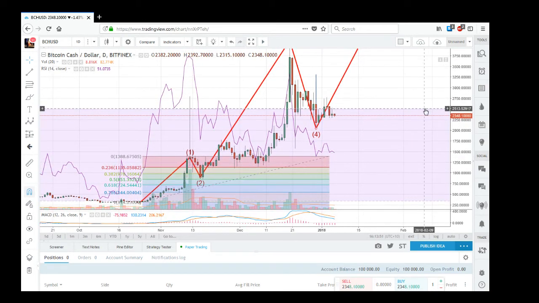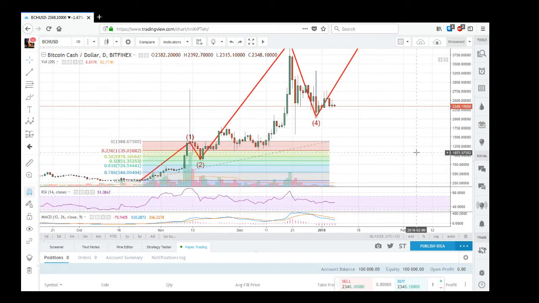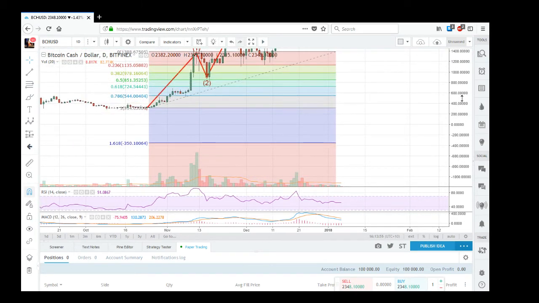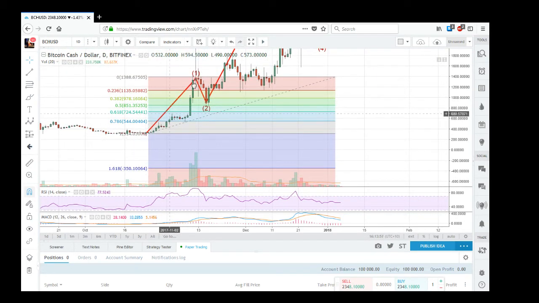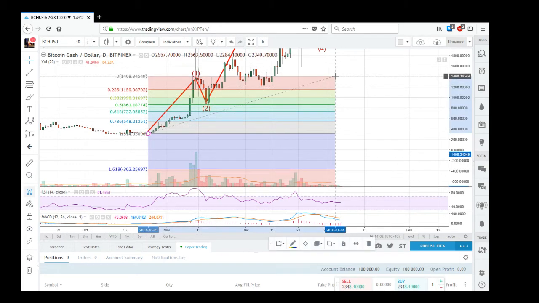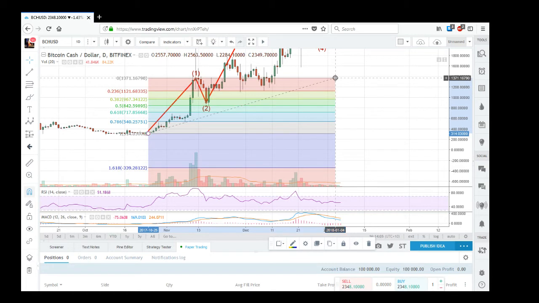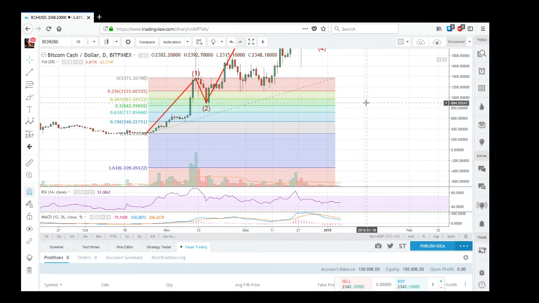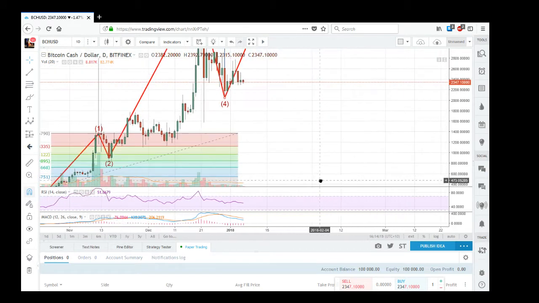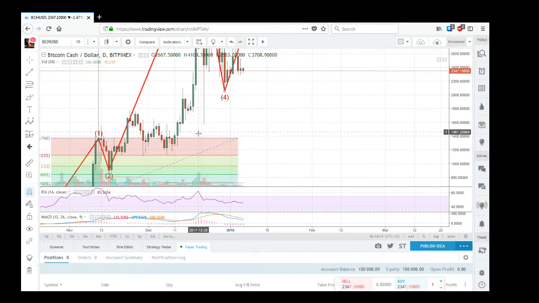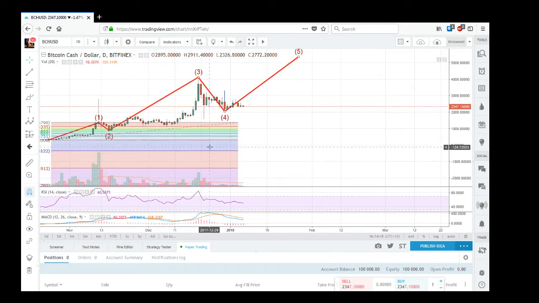Whoop. No, I didn't want that. Okay. So looking at the Fibonacci here, we've just measured our first wave. And we've seen that if we take it from that point, it's gone down and retraced to about 40%, maybe 42%.